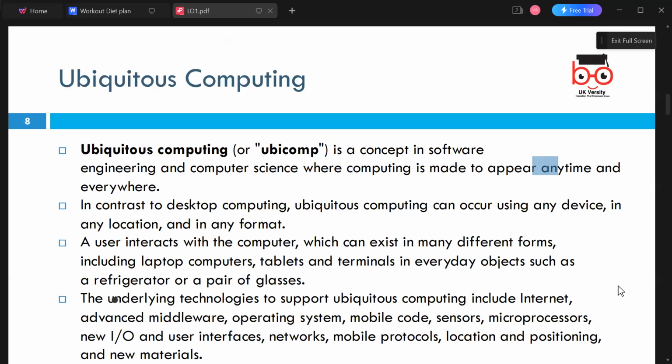Also, we have ubiquitous computing or quantum computing, which is supercomputing, and they have the ability to solve very complex algorithms, which will now allow users to interact with the computer. This can exist in many different forms, including laptop computers, tablets, and terminals in everyday objects such as refrigerators, microwaves, and so on.